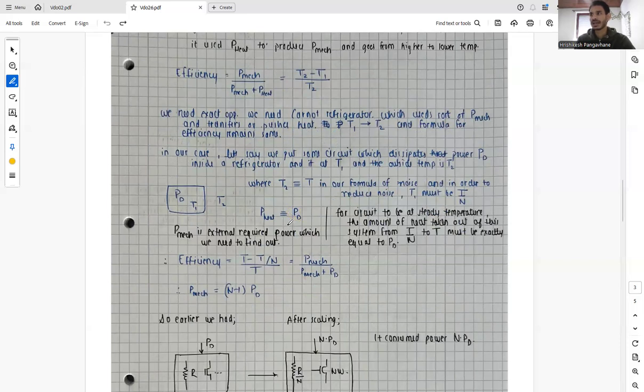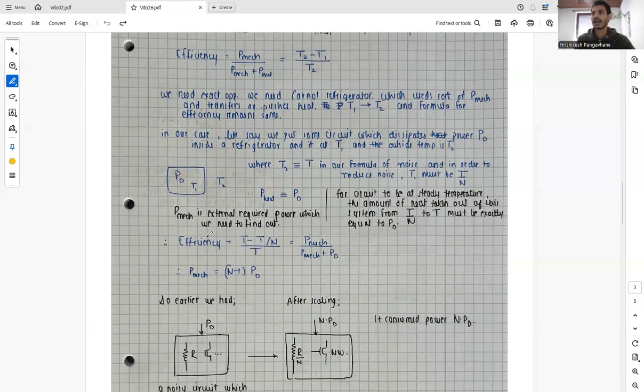And for the circuit to be at a steady temperature, the amount of heat taken out of this system, from T by N to T, basically T1 to T2, must be exactly equal to PD times the scaling factor N. So we'll see it further. P mech is the externally required power, which we need to find out in our case.